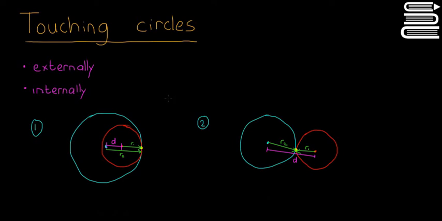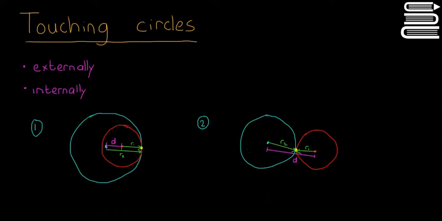So we're going to look quickly in this video at what we're going to call touching circles. Circles can either touch externally or internally. This is an example of circles that are internally touching. There's a big blue one and then you have a red one inside that, and they're touching at one single point, and that's inside the circle, right?